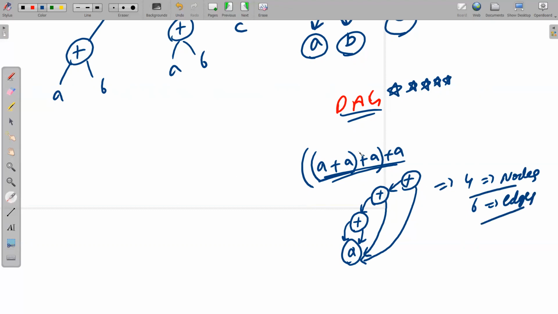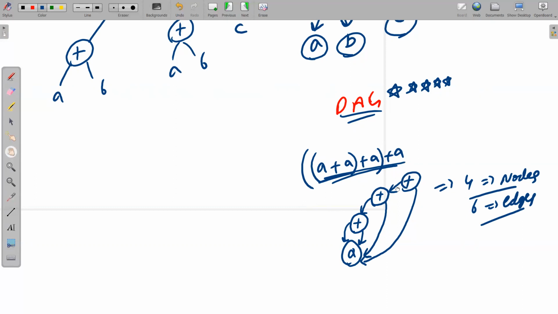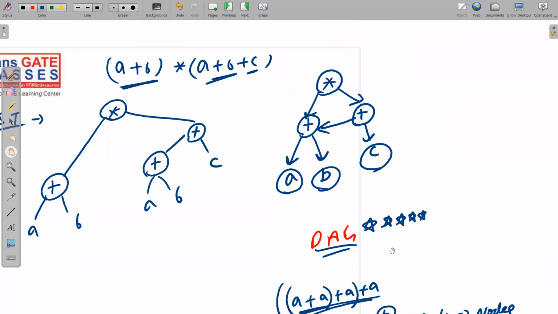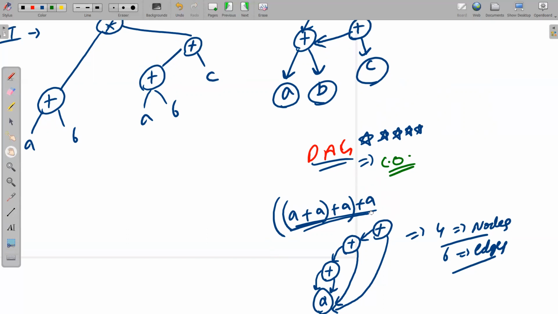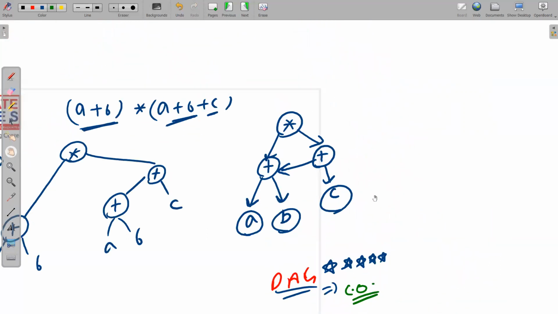Now, since it is a basic course, I'm not going deep into all these things. So I have just given you an idea about DAG. Moreover, it is also used in code optimization. It is a type of intermediate code and used in code optimization. Please note it down. Okay. So DAG we have shown.